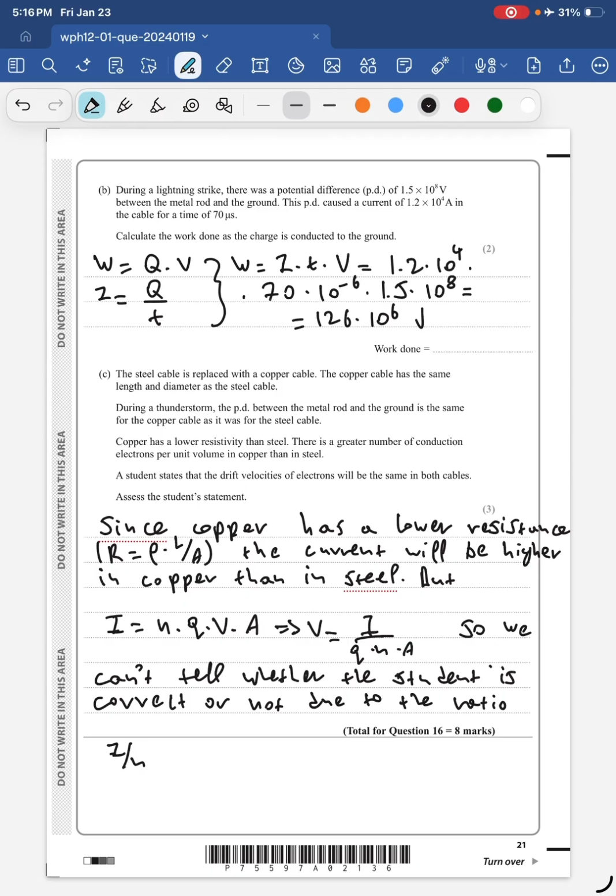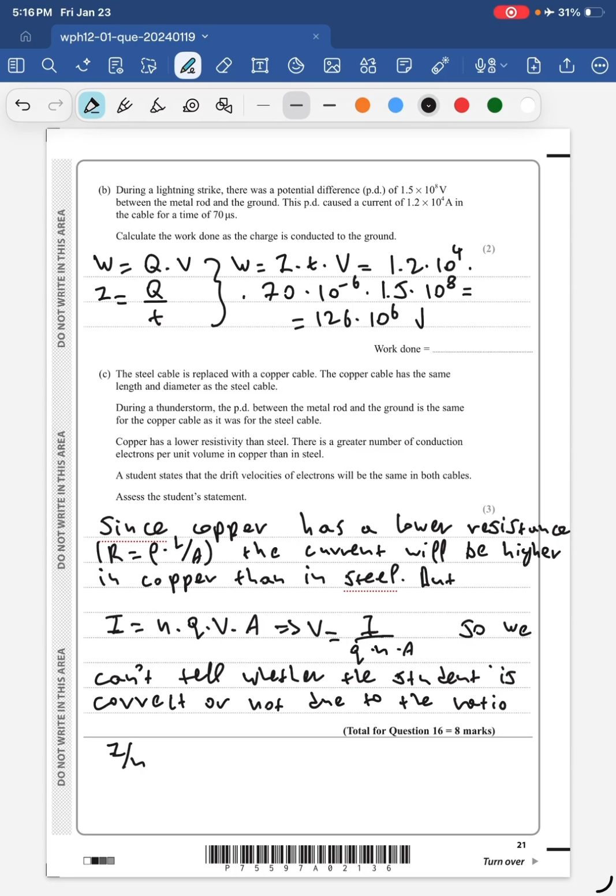Let me check the mark scheme, because I got suspicious about the answers that I have here in my notes from 2 years ago. In the mark scheme, they say the copper cable has a lower resistance. With the same potential difference, there is a greater current in the copper cable. Okay, this is what we said, right? Since I is NQVA, it is not possible to say whether the student is correct or not. Okay, so yeah, that works.